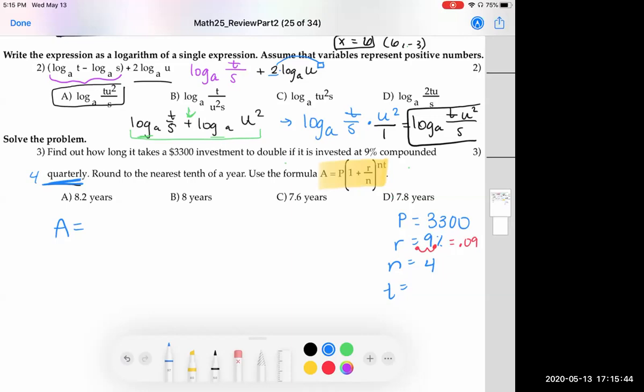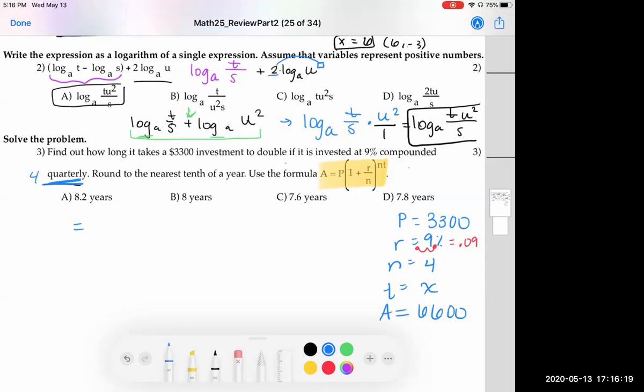Ooh. That's going to be a variable, I think. Find out how long it takes. Find how long it takes a $3,300 investment to double. Oh, we're given the double. So we've done some like these. So we know A. Double would be 6,600. And T is unknown. We did one like this before. I won't make it like this. It'll be so that you can solve for A, but we can still do this one.